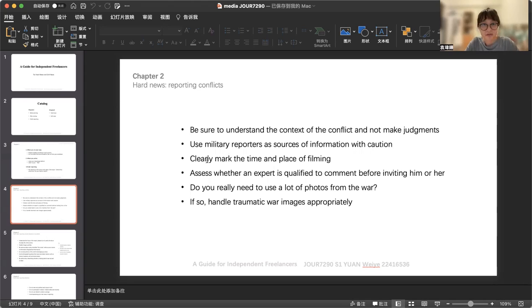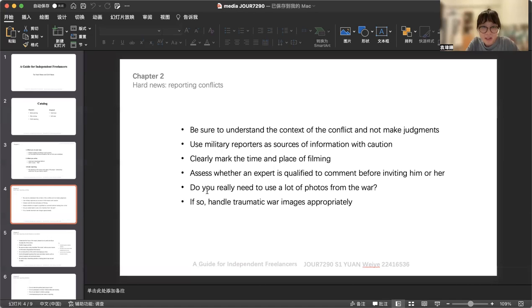The first thing is to clearly mark the time and place of filming, because you need to make sure that you do not mislead your readers. And the fourth one is, it's always about neutrality.